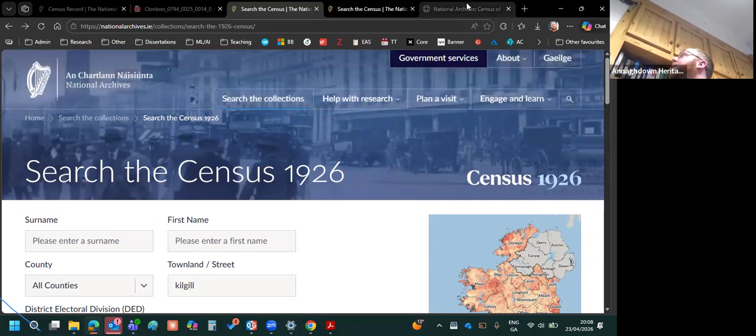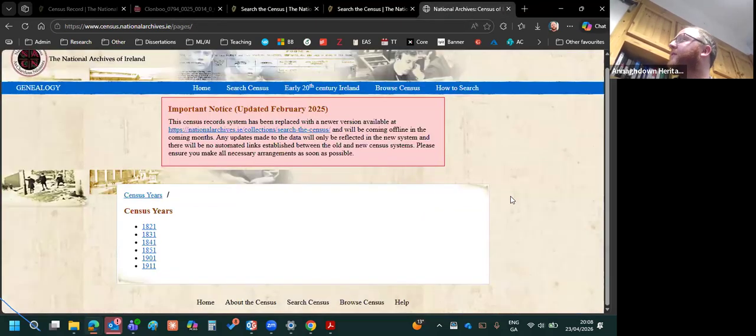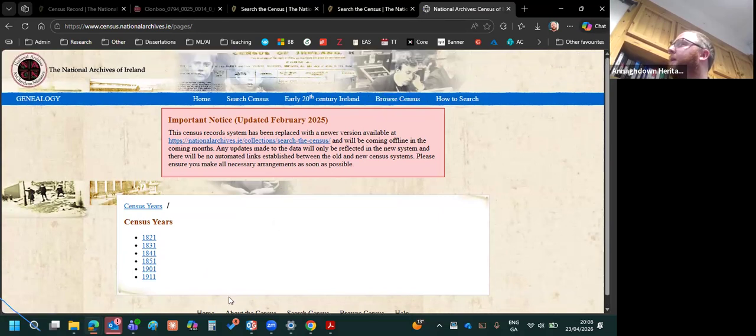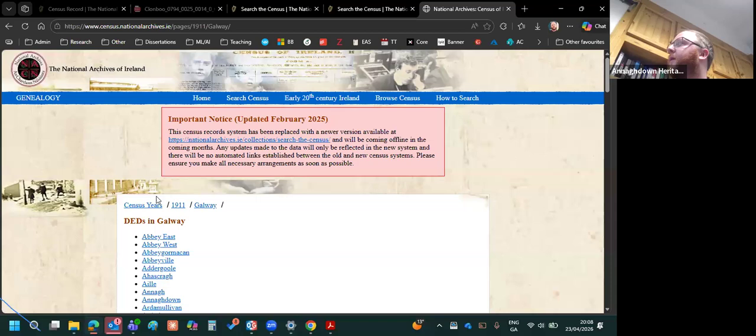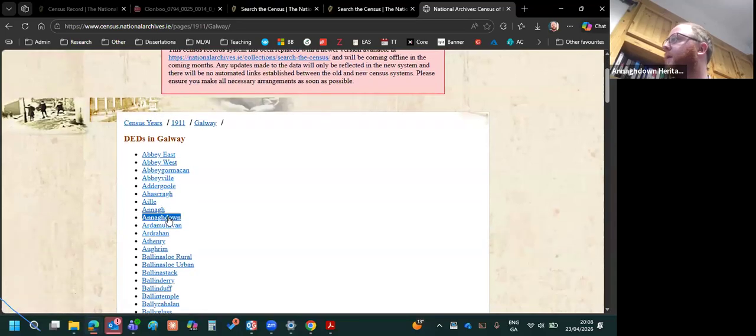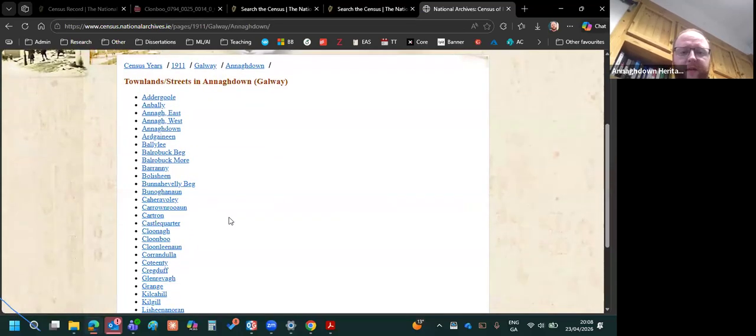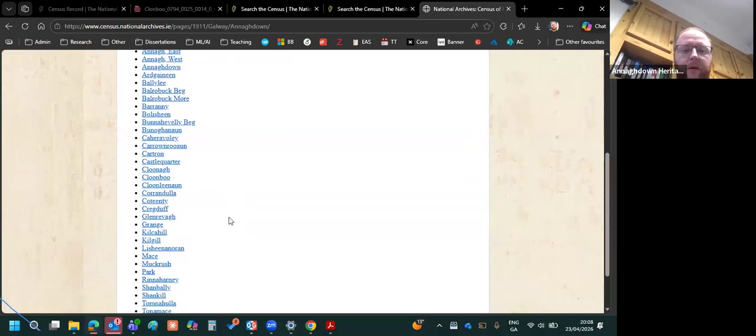So most of you are probably familiar with this website. This was the one that came out in 2008 or 2009. It was very user friendly. You could go in and browse by year and then county. So if you want to find Down, here, we're going to Galway. Down is here, and we have a list of the townlands in Down.